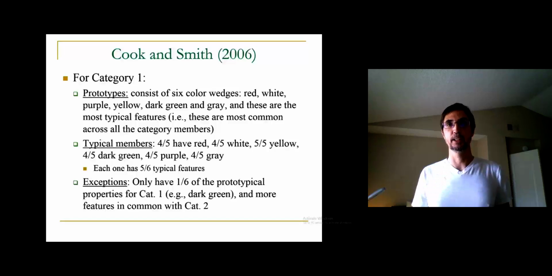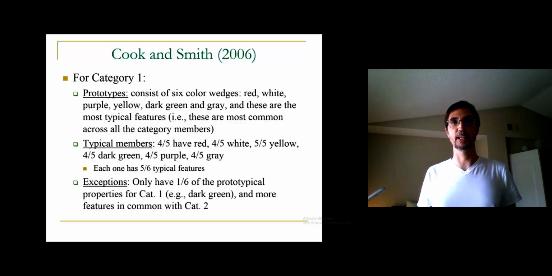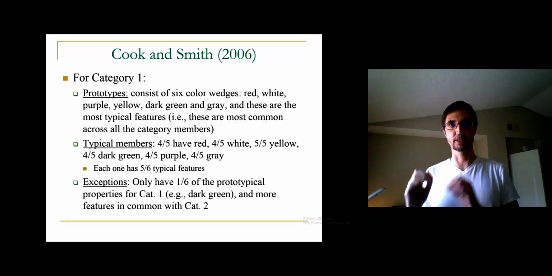So if you look at the other examples of the categories, they tend to have these features. So for example, for the typical items, 4 out of 5 of them have the red wedge, 4 out of 5 have the white wedge, 5 out of 5 of them have the yellow wedge, 4 out of 5 dark green, 4 out of 5 purple, and 4 out of 5 gray. Right, so that's why they're called typical members. Each one has actually 5 of the 6 features associated with the prototype.